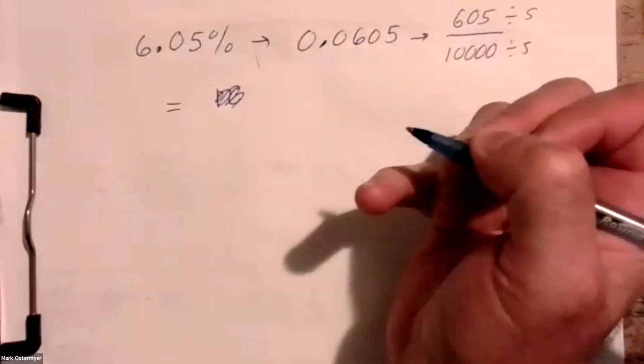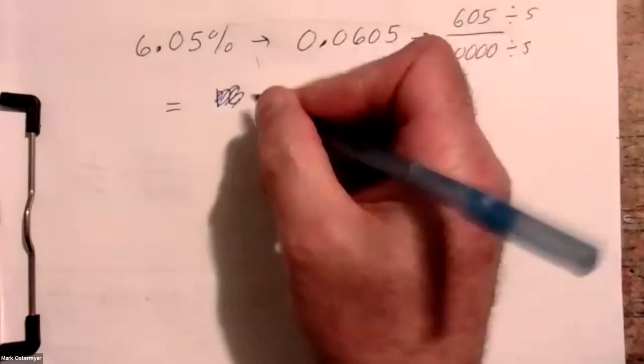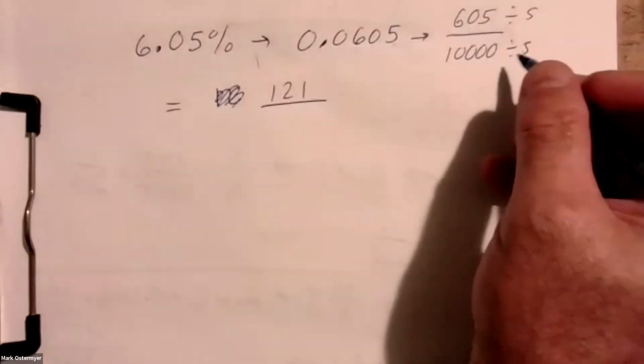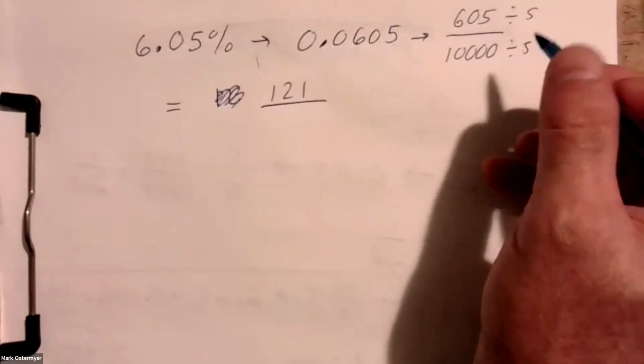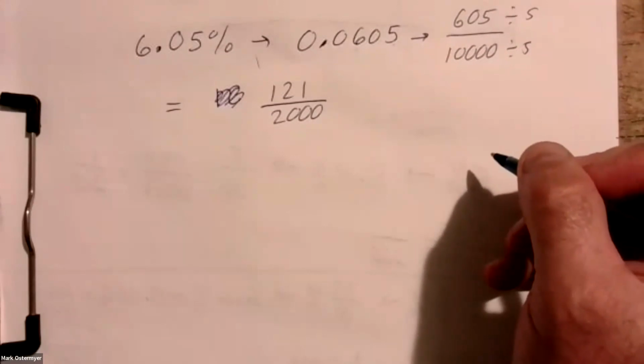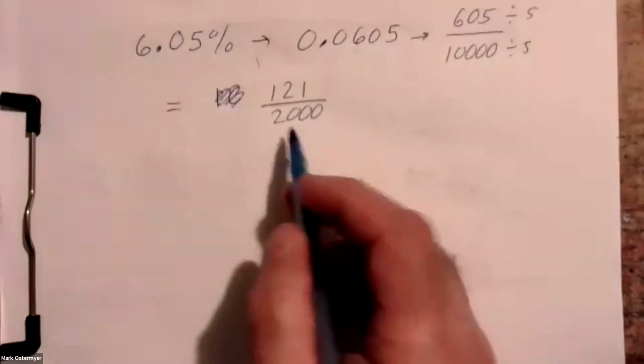121. Yeah, 121, right? And this goes down to what, 2,000? And this cannot be reduced anymore.